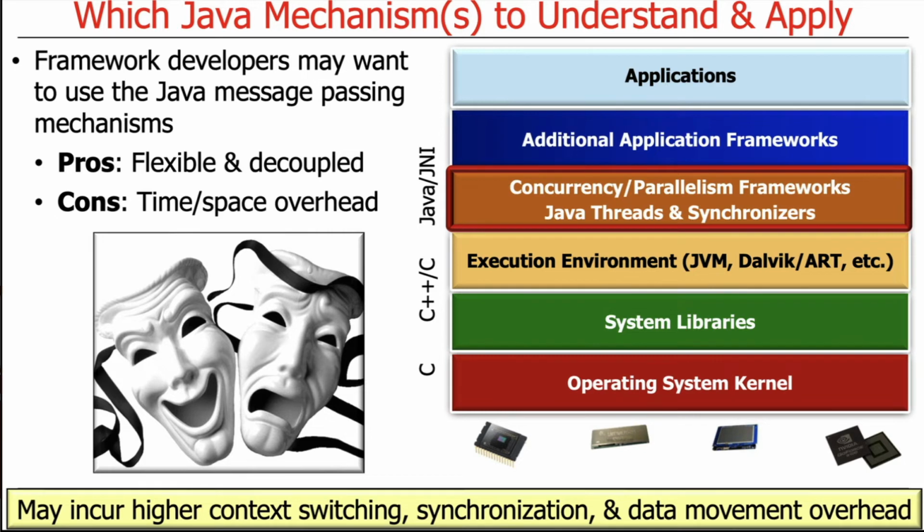You separate producers and consumers in time and space, which is nice. But the downside is that passing messages between threads has some additional overhead. So you have context switching overhead, synchronization overhead, data movement overhead, and so on and so forth. So they tend not to be quite as fast as the shared object synchronizer approach we talked about before. So these are the things that can be a little bit higher cost.